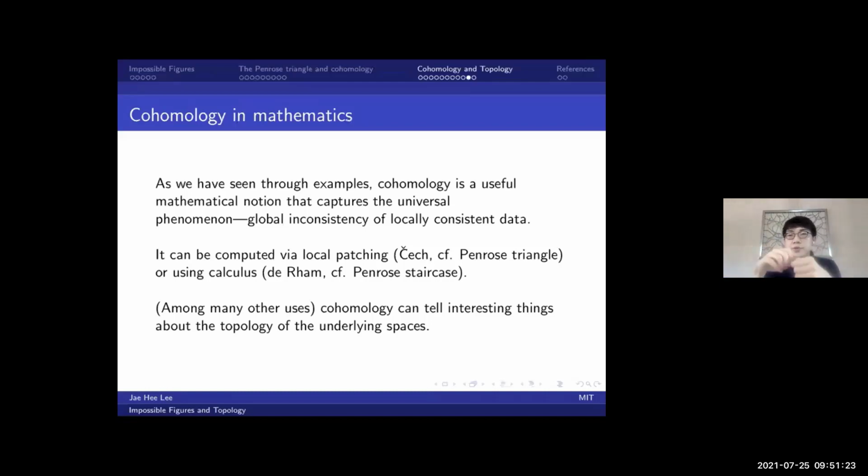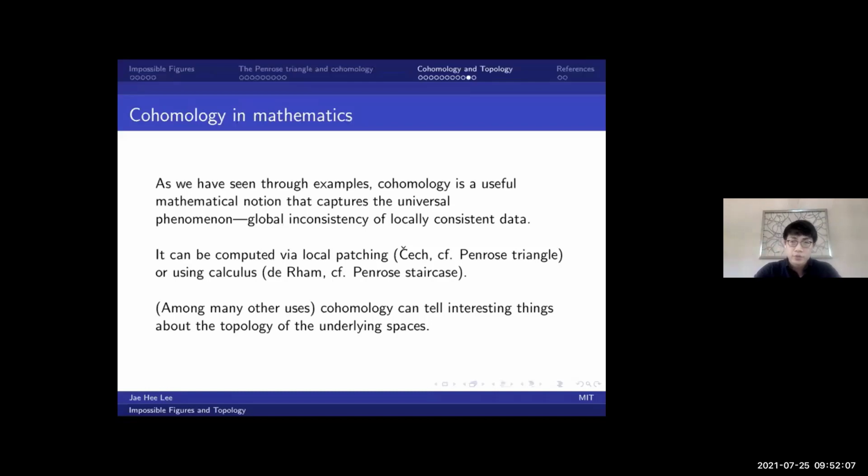So for something like that to happen, you'd need interesting cycles, interesting closed curves inside the space you're looking at. And indeed, for the impossible figures in the two cases we saw, we had circles, topological circles, inside them. So in particular, if you can compute cohomology by whatever means, it can give you extra information about the space you're studying. In this case, it tells you that you have these interesting circles inside your figure. That's one use of how cohomology can be useful in mathematics.